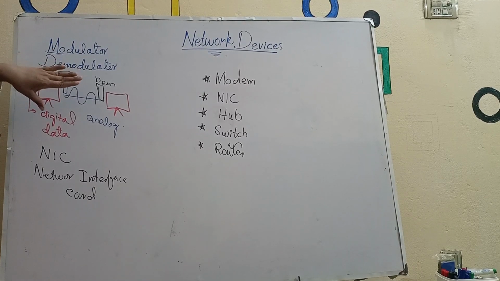Then the rest: we have hub, switch and router. These three are also network devices. These all are similar. They have multiple ports. They can connect multiple systems together to form a network. But there are some differences between these three, so I'm going to discuss that with you in our next video, because that needs to be discussed in detail. So for this video, we have gone through the modem and the network interface card in detail, and in the next video we are going to learn about those three.